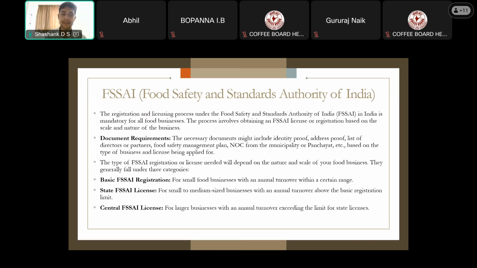In case of a bigger enterprise involved in exports or having operations across various states, they will have to opt for a central FSSAI license. So the requirements for each of these licenses will be slightly different. I have not explained the details of it, but these are the basic three categories which are applicable for different businesses. And an FSSAI license is primarily for someone who is dealing with food and beverage, someone in the F&B industry, the food and beverage industry.